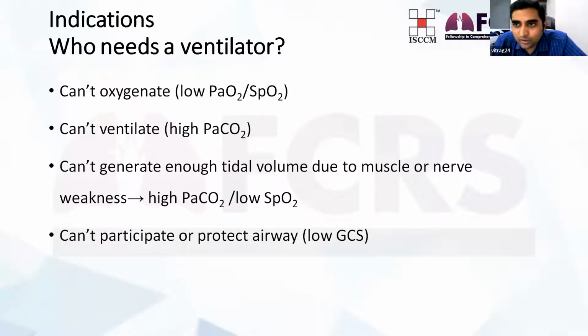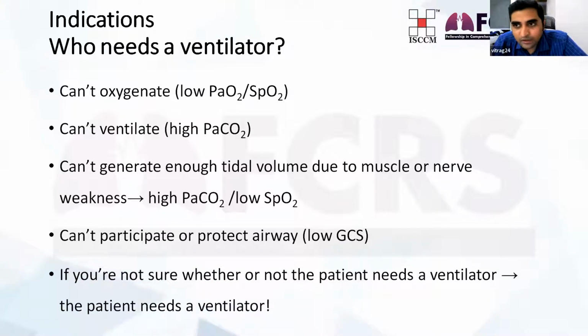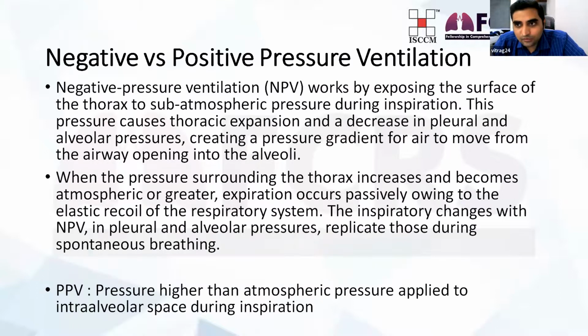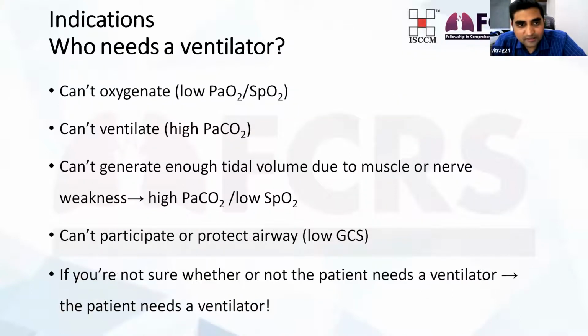Or the patient cannot protect the airway. So poor GCS, head injury patient, stroke patient, or septic or metabolic encephalopathy, the patient is not able to protect the airway. And if we are not sure whether the patient will require a ventilator or not, always, for the patient's benefit, put the patient on a ventilator. So the patient needs a ventilator whenever you are in a dilemma, to be on the safer side. So these are the simplified indications.